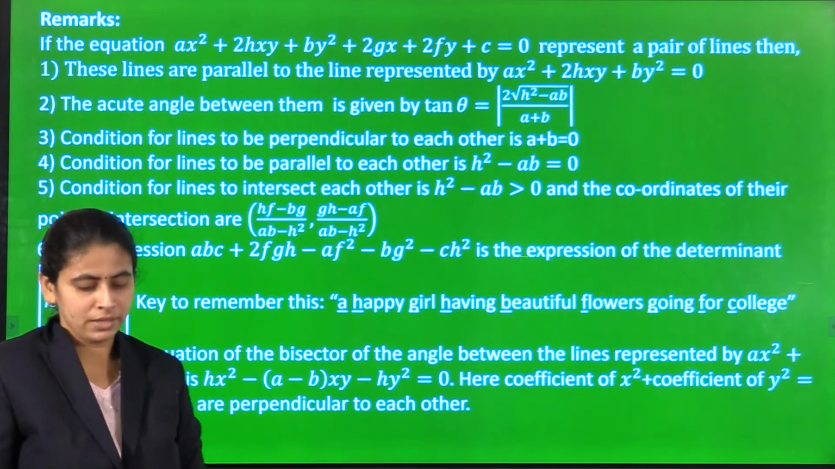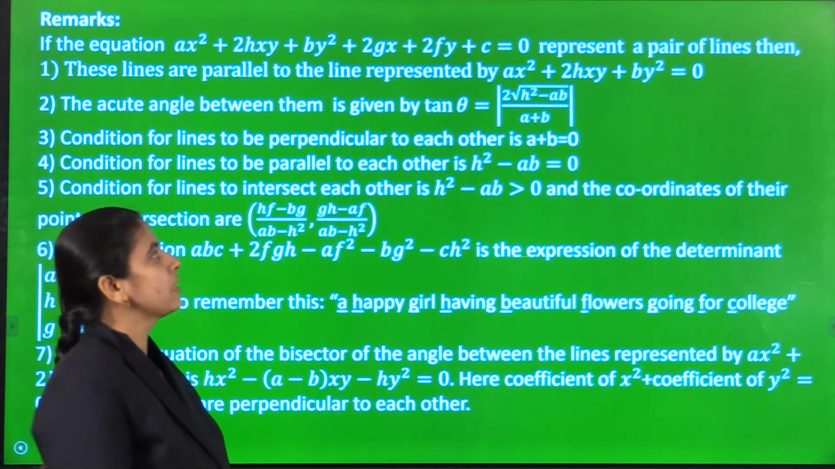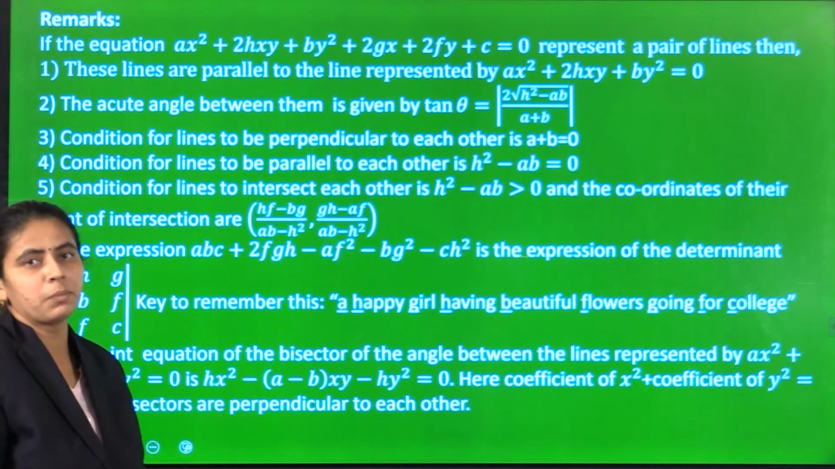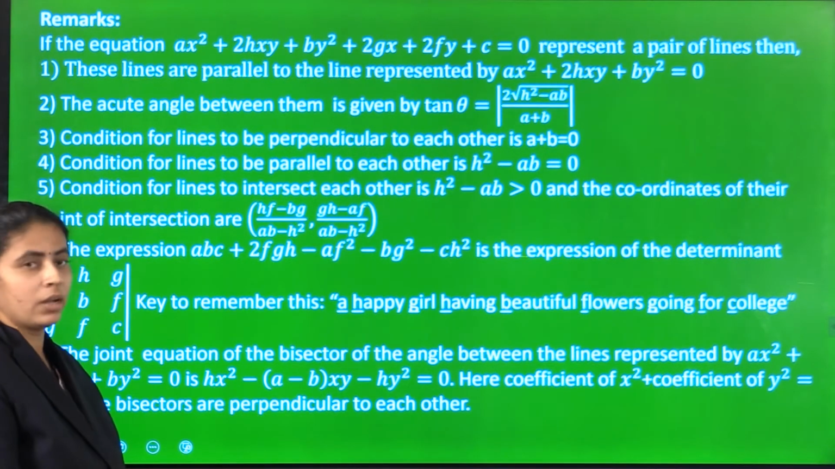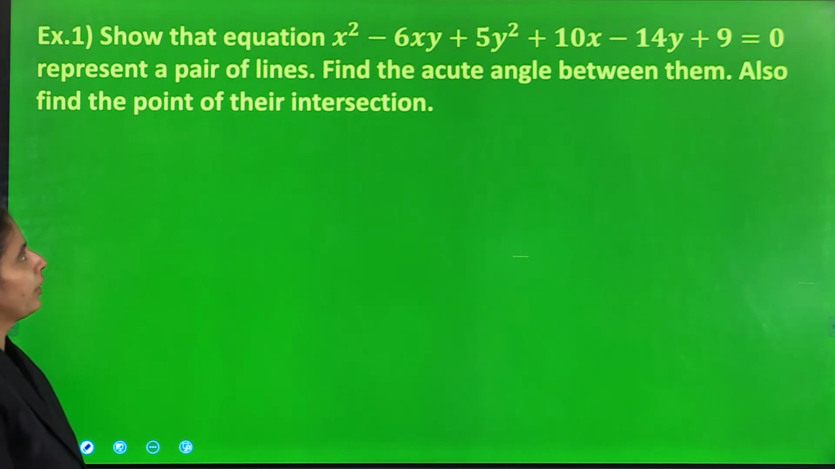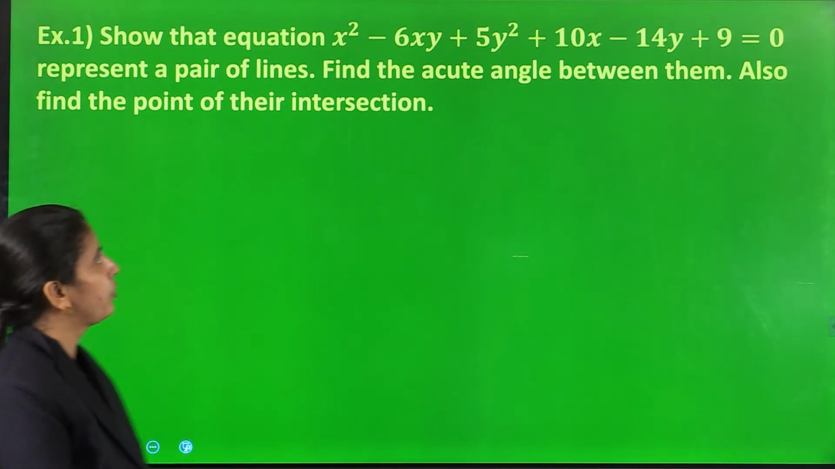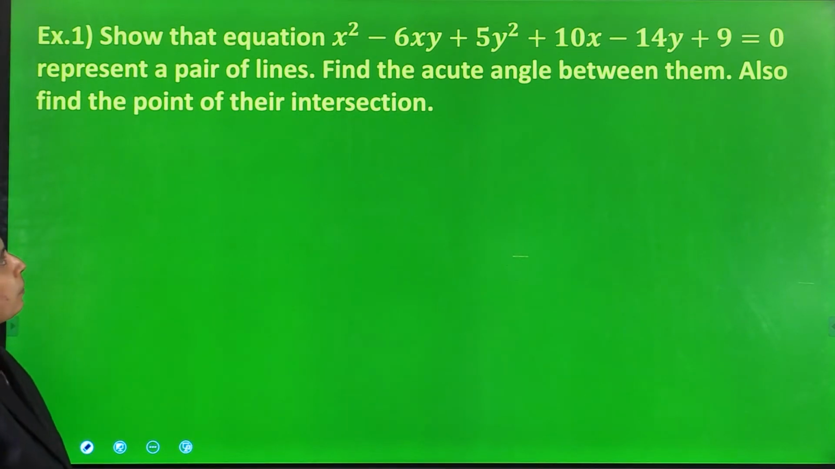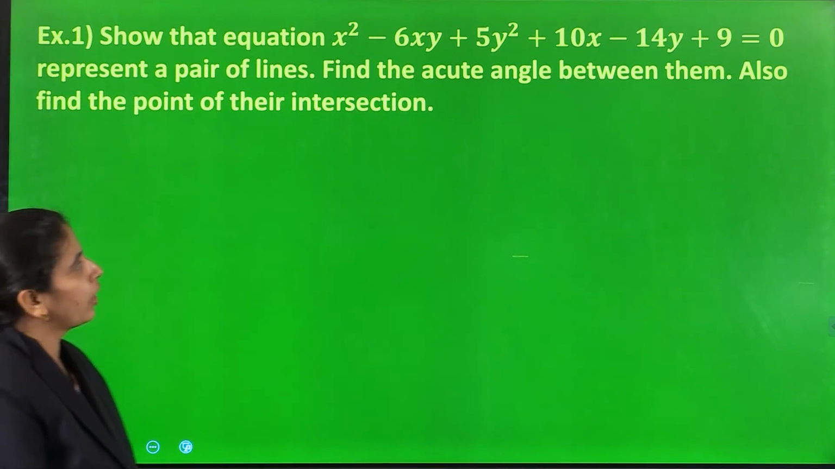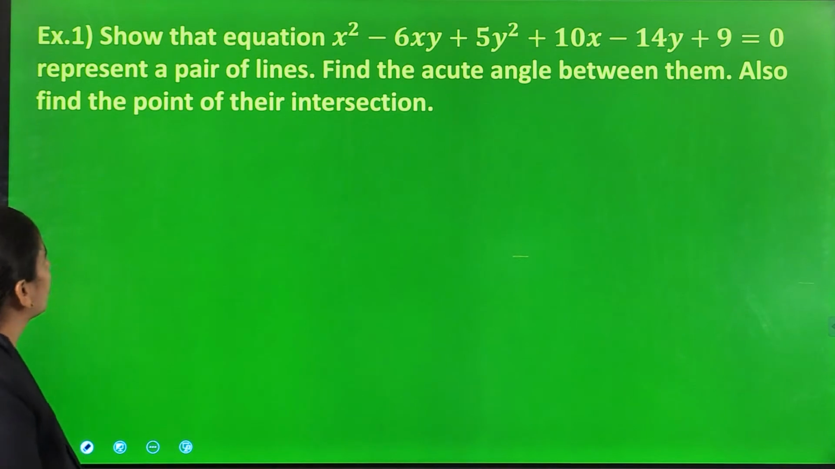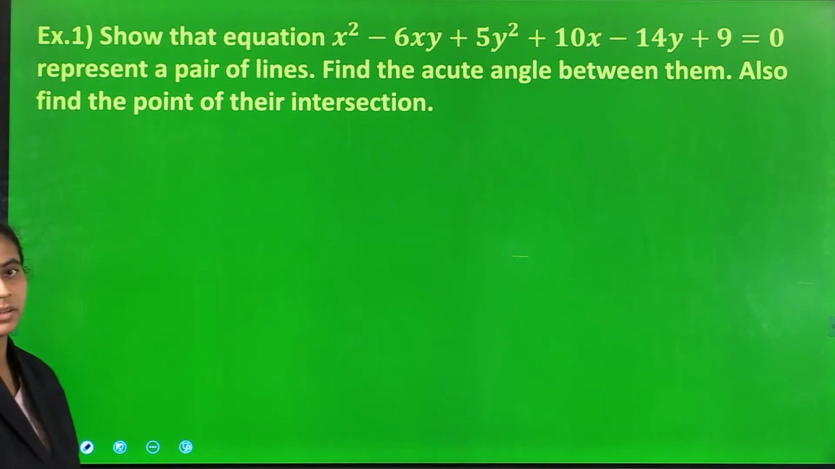Now we will see examples based on all these remarks and the fifth theorem of your topic. The first example is: show that the equation x square minus 6xy plus 5y square plus 10x minus 14y plus 9 equal to 0 represents a pair of lines. Find the acute angle between them. Also find the points of their intersection.